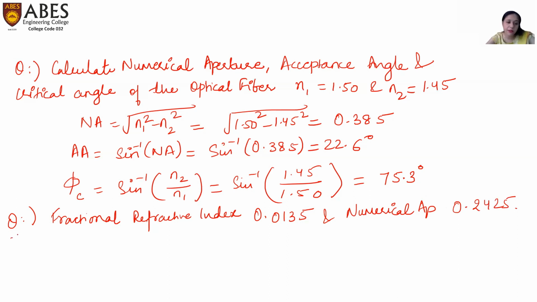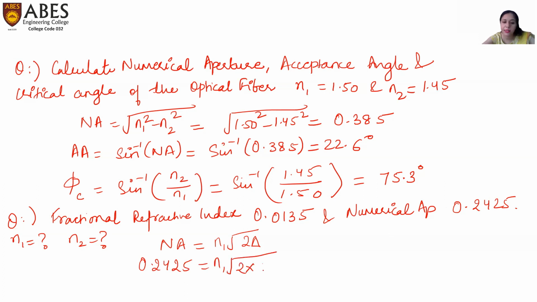We have to calculate refractive index of core as well as refractive index of cladding. It's simple. We have numerical aperture in terms of fractional refractive index. Numerical aperture will be n1 under root of 2 delta. So delta is given to you. We can easily find n1 because numerical aperture is 0.2425. n1 we don't know, but we know fractional refractive index, 0.0135.